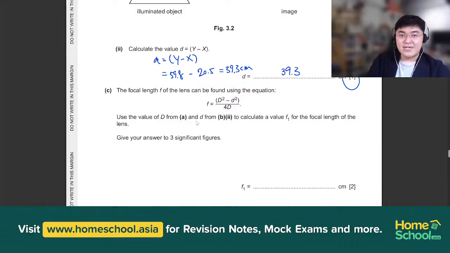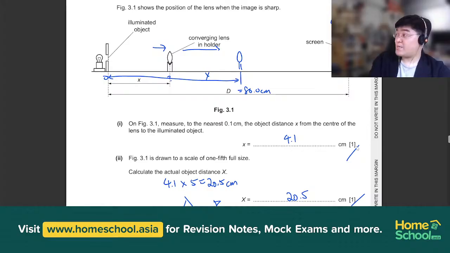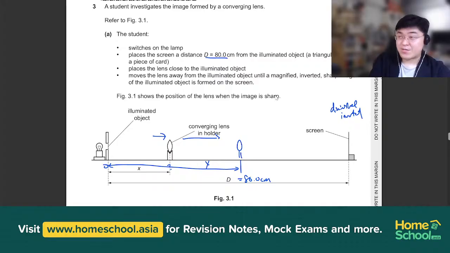Part C. The focal length f of the lens can be found using this equation: f equals D squared minus d squared, divided by 4D. We have to use this value of big D from A and small d from B2 to calculate the value of f1. So f1 equals big D squared minus small d squared divided by 4D. Do we have a value of big D? I think we do. Big D is 80 cm, as stated over here.